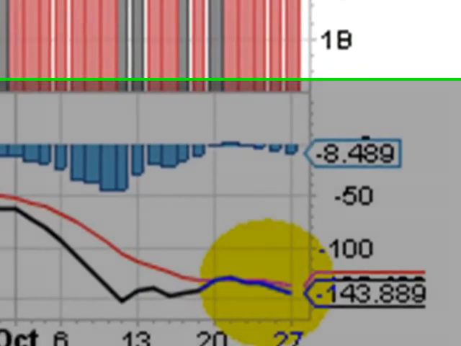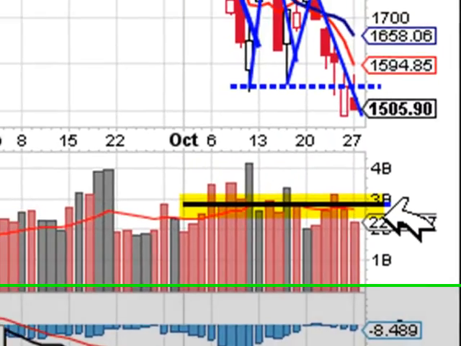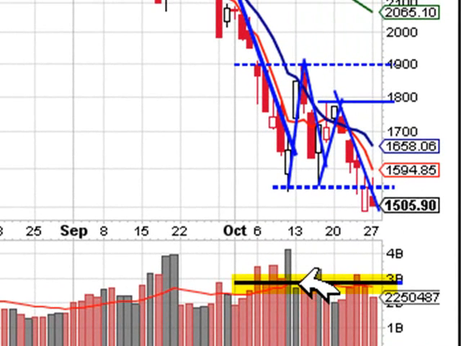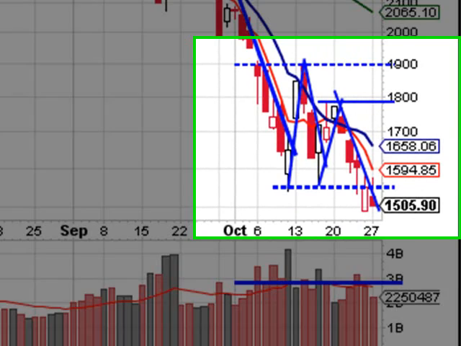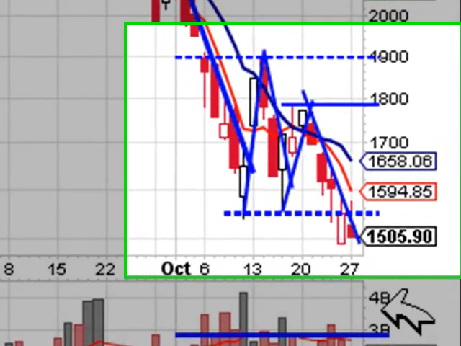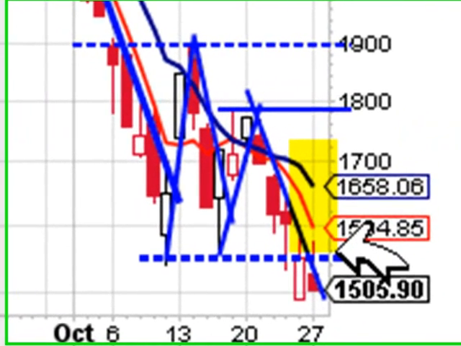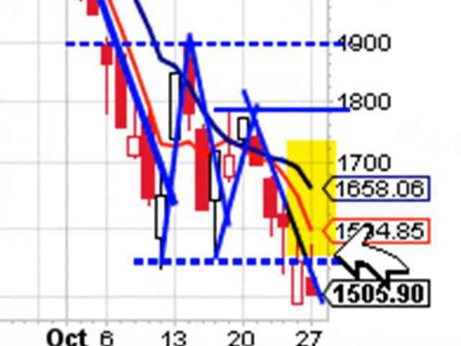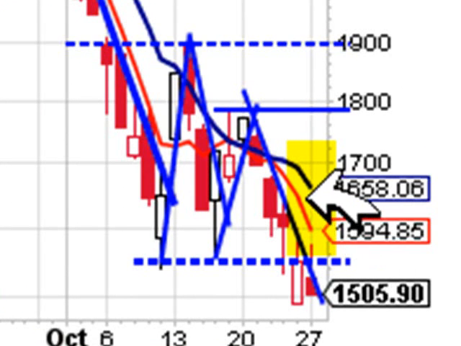But also, please pay attention to the volume area. We are trading below average volume, and we need to see a move above the average daily volume of about 2.66 billion in order for the Nasdaq to move a lot higher as well. And we are currently also below our 5 and 10-day moving averages, and the 5-day moving average as of right now is at 1,594, and the 10-day moving average is currently at 1,658.